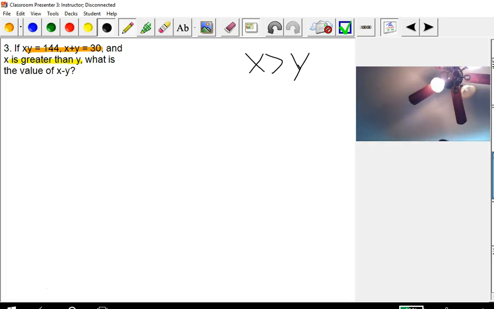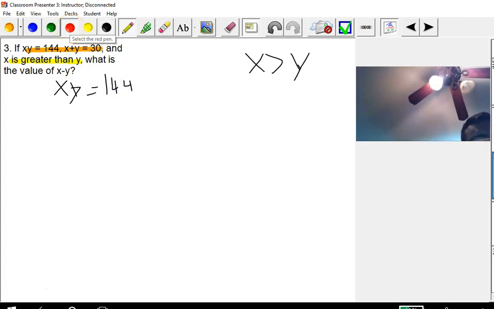Now, let's see here. We have 2 equations: xy equals 144, and the separate one, x plus y equals 30. So what I'm going to do is make a decision to use the first equation here.